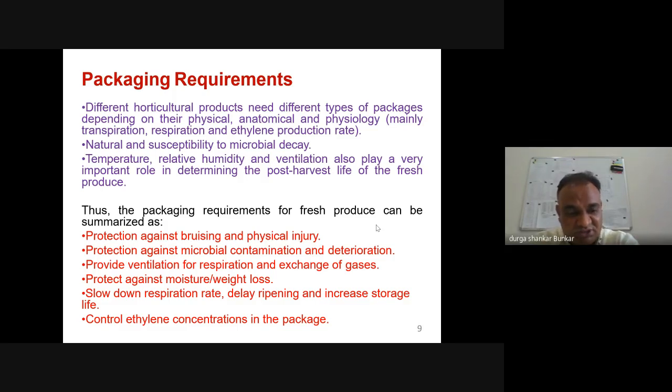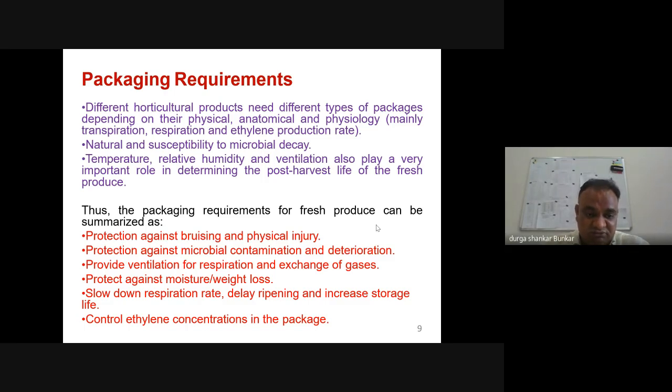Another requirement is protection against moisture and weight loss. That is important, as weight loss is a common parameter in this type of fruit and vegetable, so we have to maintain it. There are several techniques or parameters we can use to control the moisture losses. Then slowing down the respiration rate is important. By slowing down the respiration rate, we can delay ripening and increase the storage life.